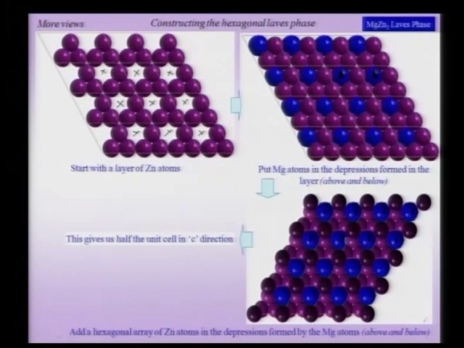I would get half the unit cell along the C direction. So the half unit cell consists of this zinc layer, the magnesium layer, and the other zinc layer, and of course I can proceed in both directions to complete the structure.